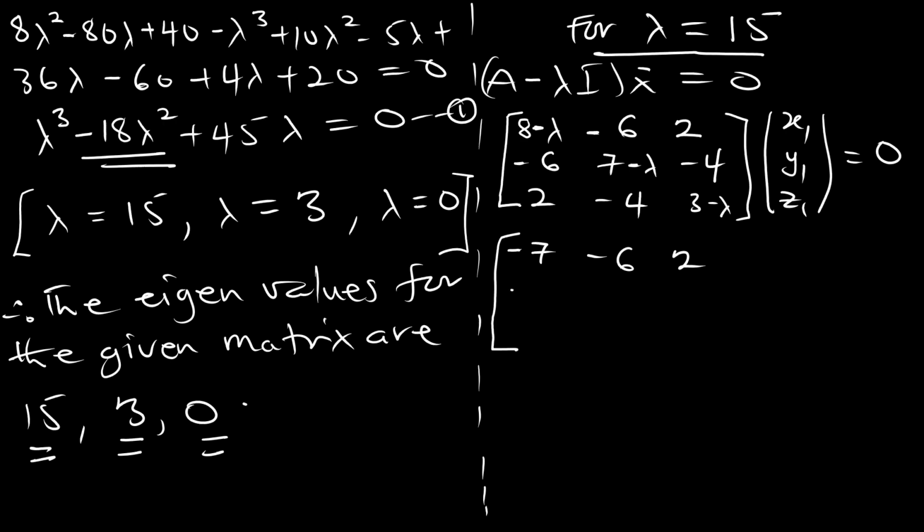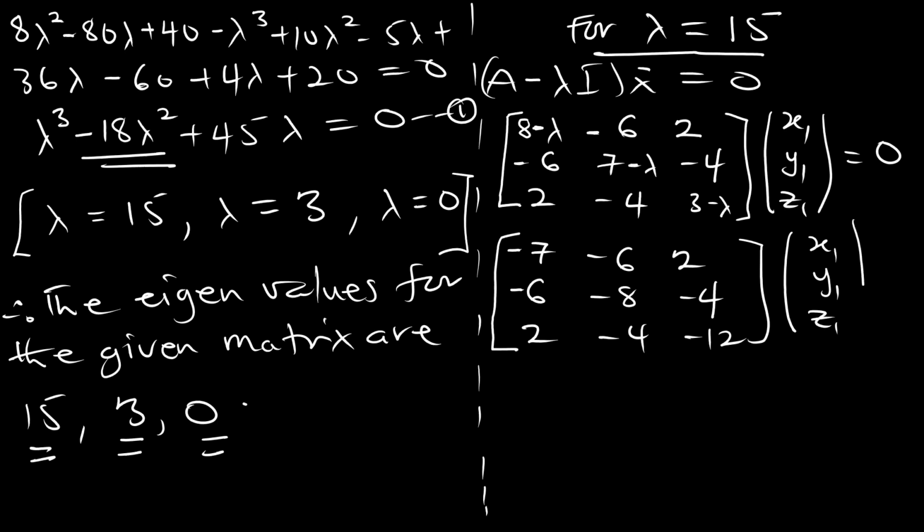This second row is negative 6, negative 8, negative 4. Then 2, negative 4, negative 12. We still have our x1, y1, and z1, and everything is equal to 0. Trying to use the elimination method to find the corresponding vector.